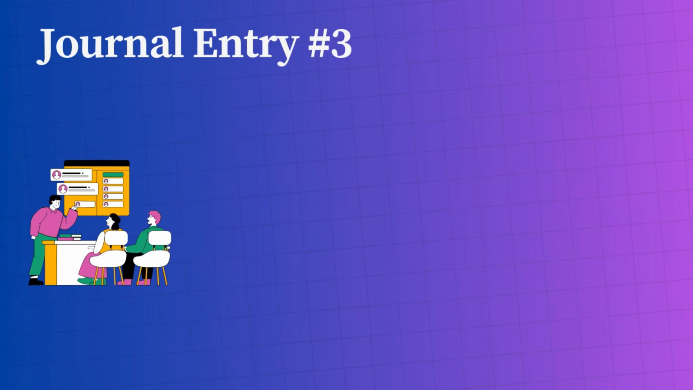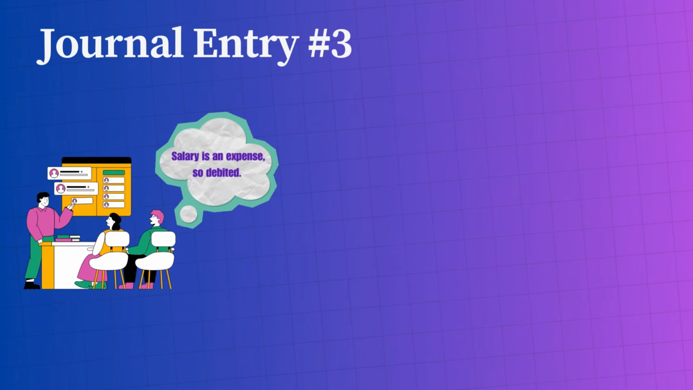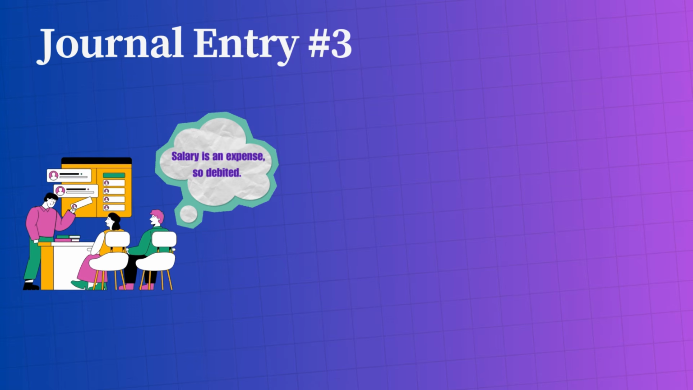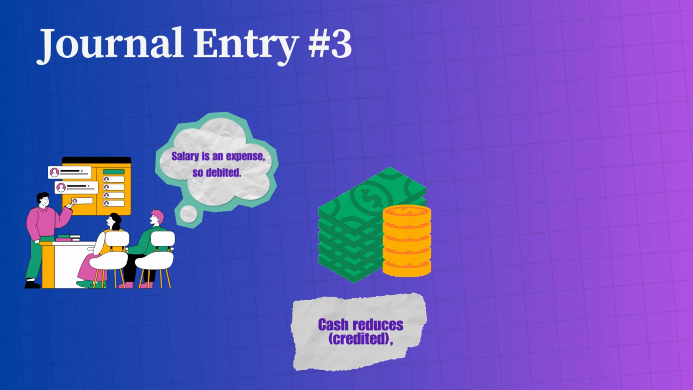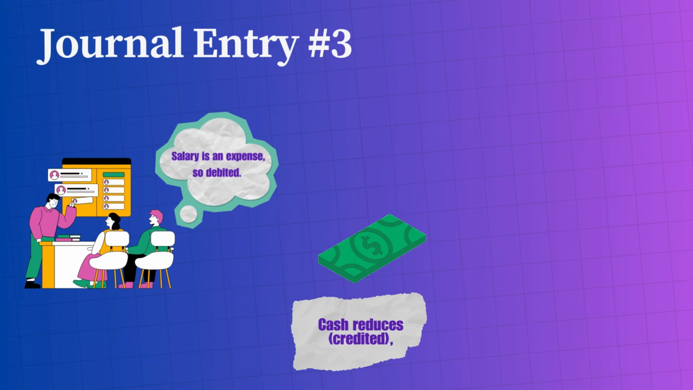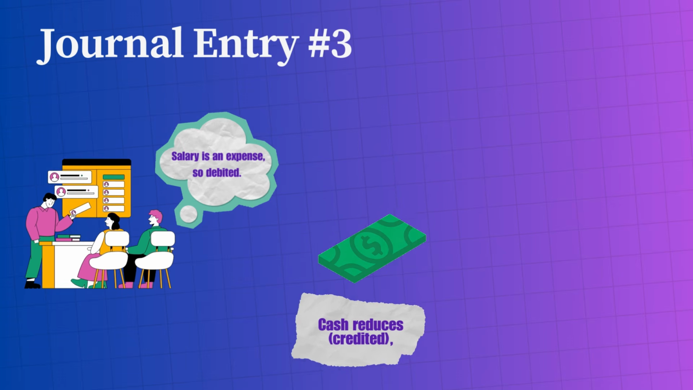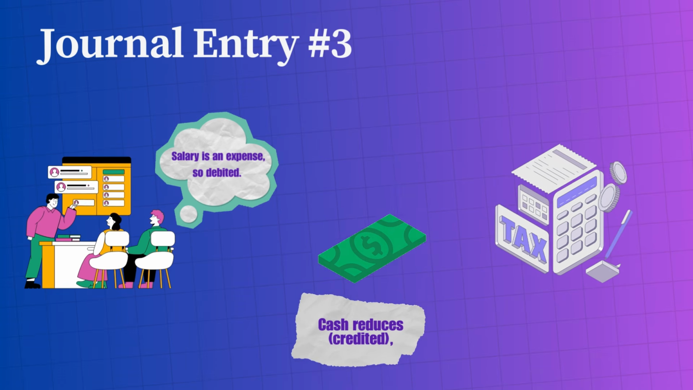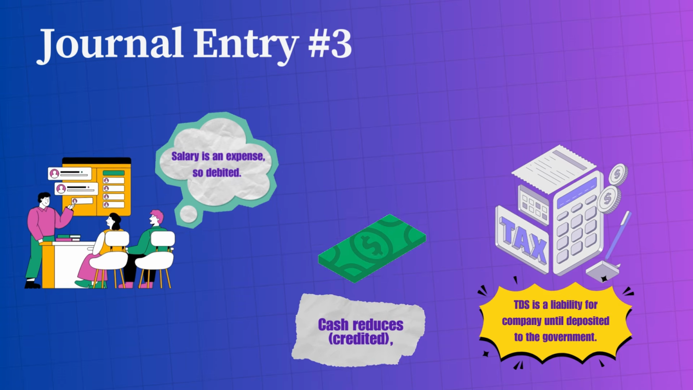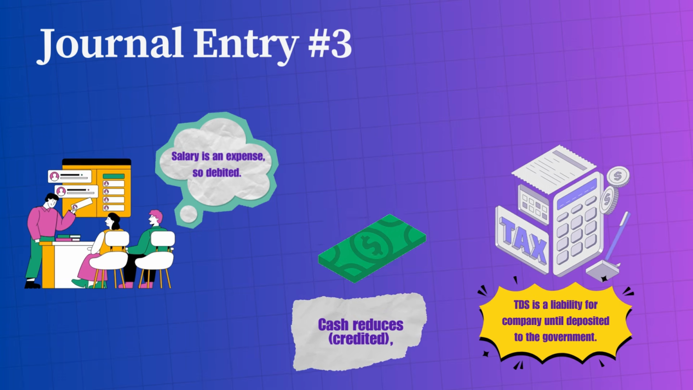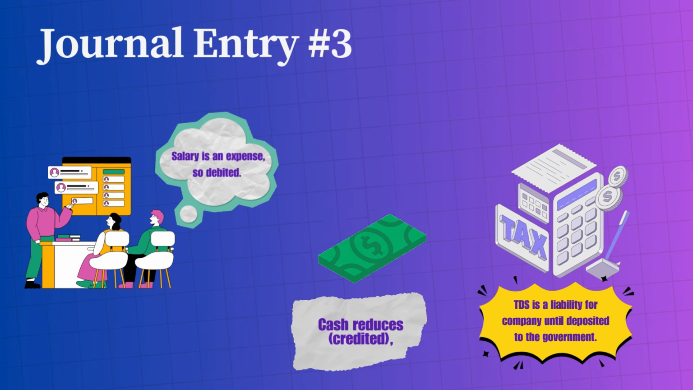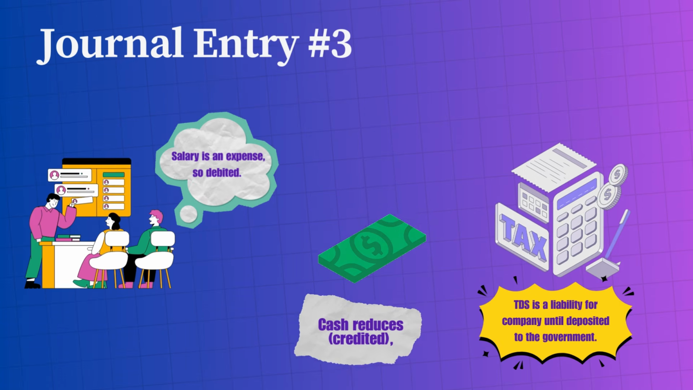Why? Salary is an expense for the company representing the cost of employee labor. Expenses are recorded with a debit. Cash or bank account is credited because the company's cash or bank account decreases when the salary is paid out. TDS stands for tax deducted at source. The company withholds this amount from the employee's salaries and is responsible for paying it to the government. TDS payable is a liability until the company remits the tax.